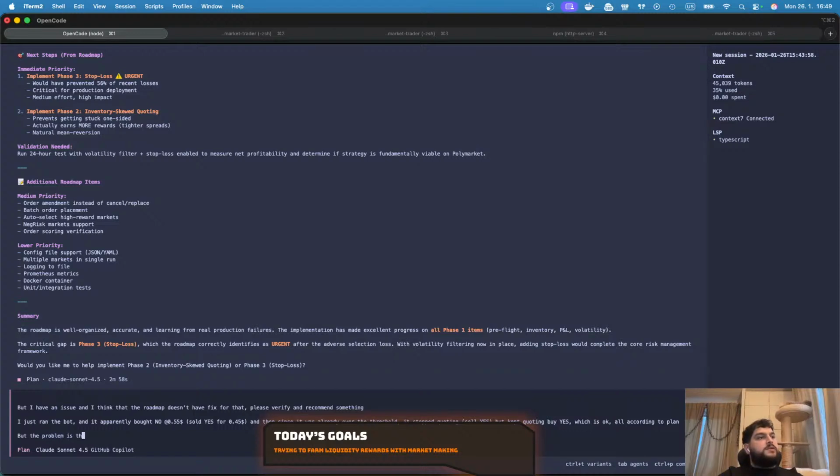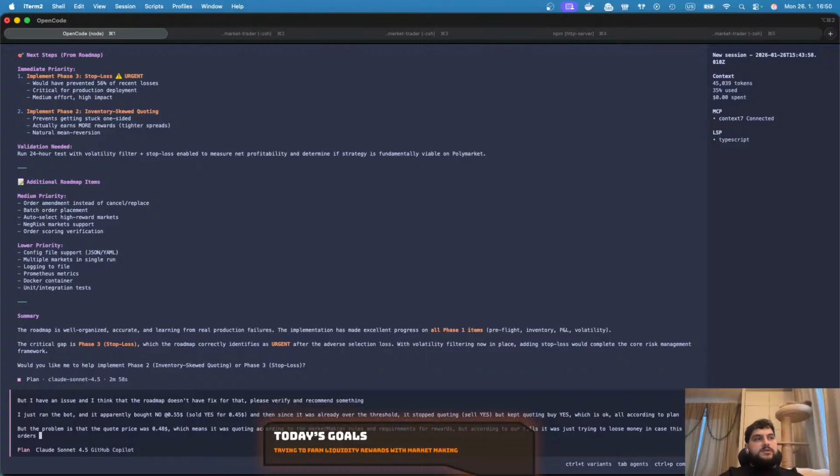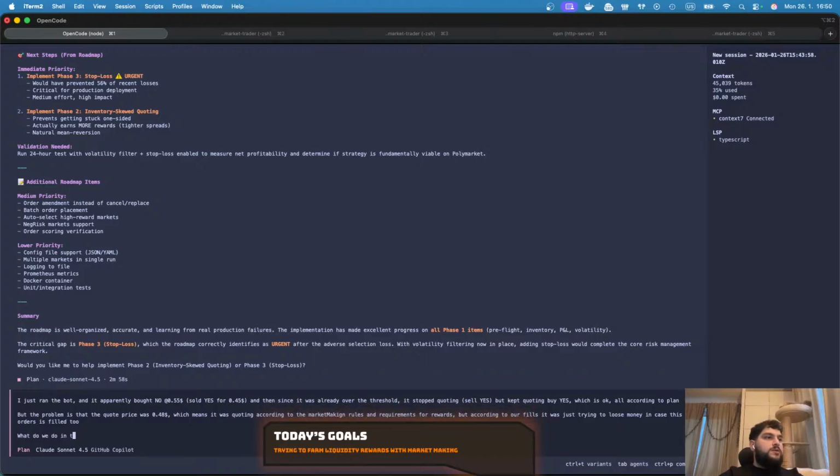But the problem is that the quote price was 0.48, which means it was quoting according to the market making rules and requirements for rewards, but according to our bills, it was just trying to lose money in case this order is filled too. What do we do in this situation?